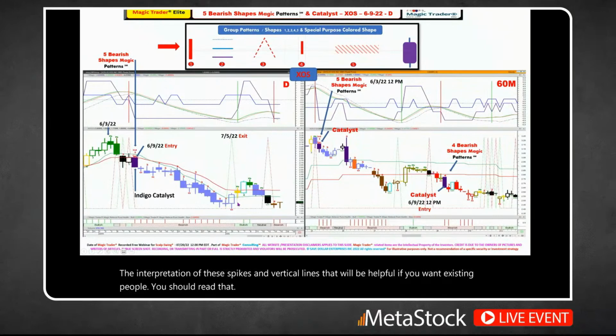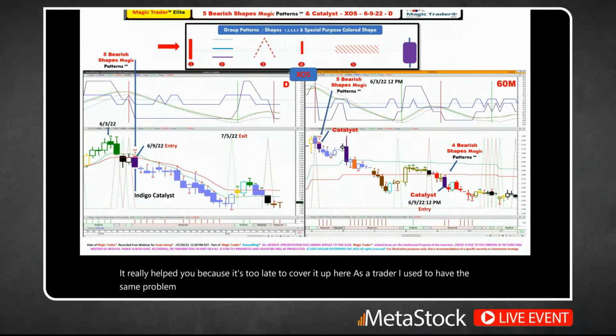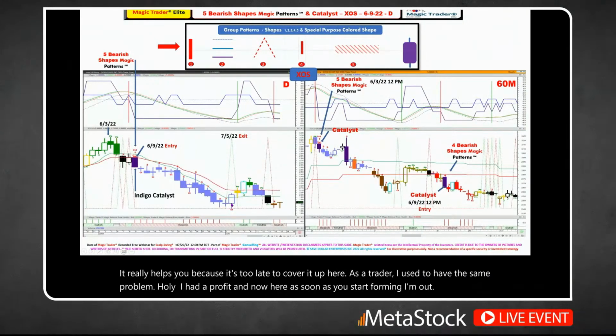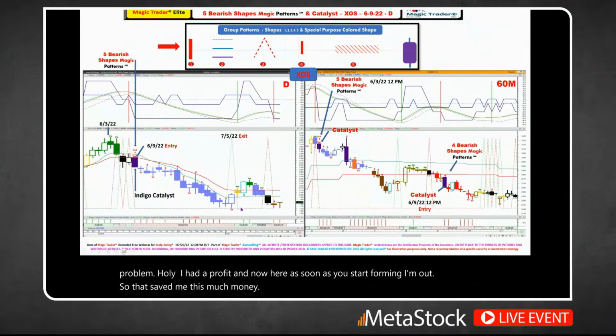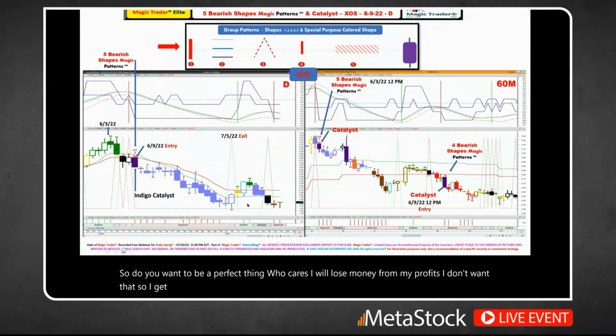It really helps you because it's too late to cover it up here. As a trader, I used to have the same problem. I had a profit, and here, as soon as it starts falling, I'm out. So that saved me this much money. So do you want to be perfect? Who cares? I will lose money from my profits. I don't want that. So I get the hell out of that.